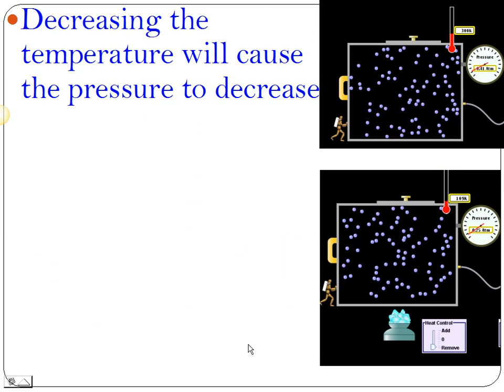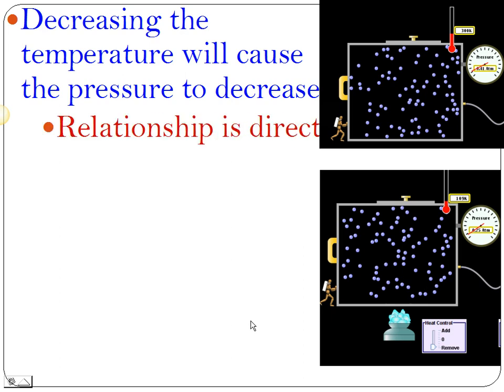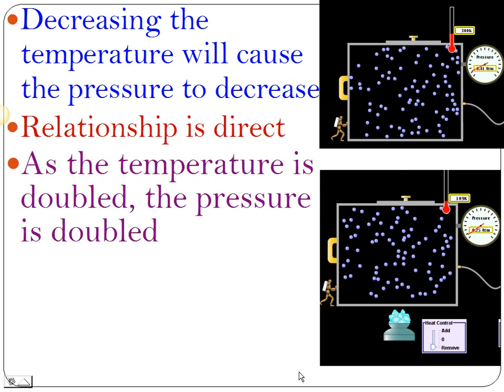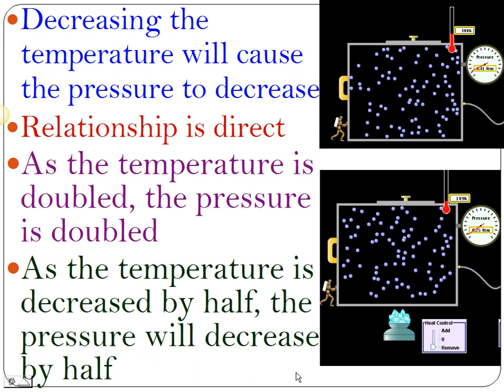Decreasing temperature will cause the pressure to decrease. So here, standard container. Here we're going to cool it down. So the pressure goes from 0.41 to 0.25 by cooling it down. The relationship is direct. As the temperature is doubled, the pressure is then doubled. As the temperature is decreased by half, the pressure will decrease by half.